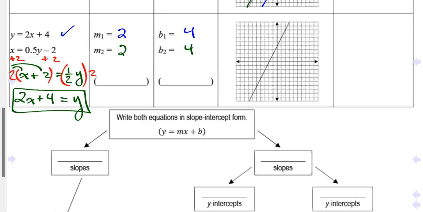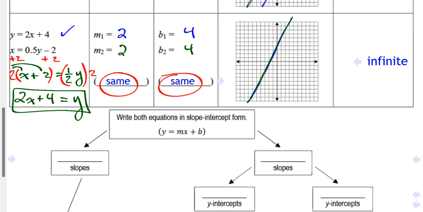And so as we summarize here, we see that the slopes are the same and the y-intercepts are the same. Same slope, same y-intercept. So my first graph is right along this line here, and my second graph overlaps it exactly. So where do these two graphs intersect? They intersect everywhere on the line, which gives us an infinite number of solutions. Every point on one line is also on the other line, so we get infinite solutions.